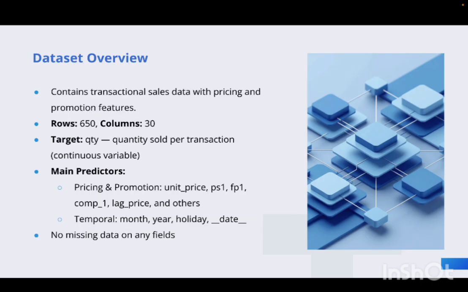Moving on to the next slide, which is the data set. We used about 650 rows with 30 columns. The target is quantity, how many units were sold in a transaction. The key inputs were the unit price, what the customer paid per item, our main signal. The PS1 and AP1 switches tell us if the promotions or the featured placement were on. Comps/1 is a competitor price, to see if lower rival prices hurt us. The lag price, the last month's price, captures the most recent price memory.